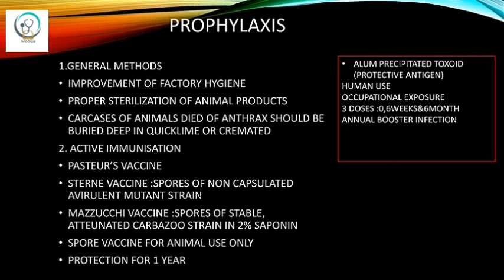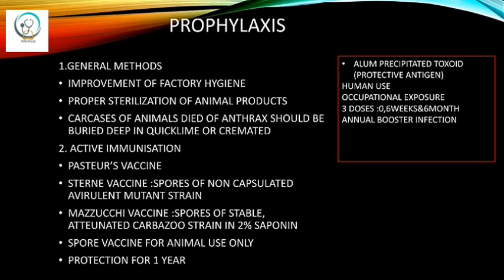Then about prophylaxis. In prophylaxis, general methods like improvement of factory hygiene, proper sterilization of animal products, and animals that died of anthrax should be buried deep in quicklime or cremated. Then active immunization like Pasteur vaccine, and Sterne strain vaccine. In Sterne strain vaccine, spores of non-encapsulated avirulent mutant strains are used, and Mazucchi vaccine. In Mazucchi vaccine, spores of a stable attenuated Carbazo strain in 2% saponin is used. Spore vaccine is for animal use only. It is protective for 1 year.